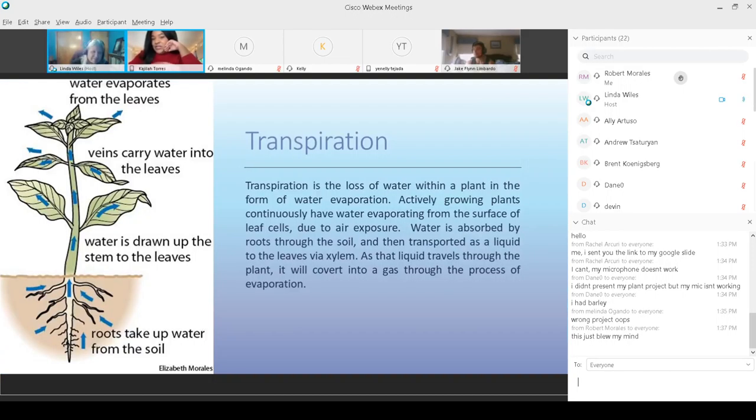Okay. So transpiration. Transpiration is the loss of water within a plant in the form of water evaporation. Actively growing plants continuously have water evaporating from the surface of leaf cells due to air exposure. Water is absorbed by roots through the soil and then transported as a liquid to the leaves via xylem. As that liquid travels through the plant, it will convert into a gas through the process of evaporation. And to the left, you can see a demonstration of transpiration.